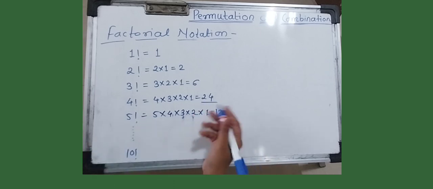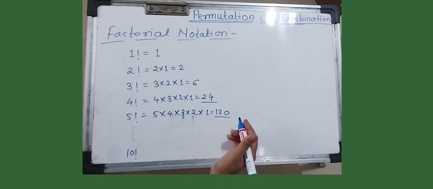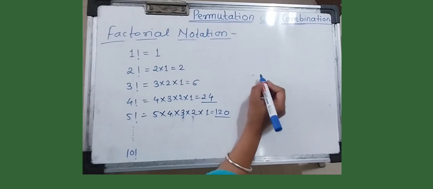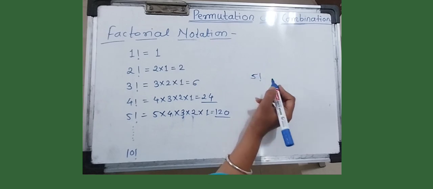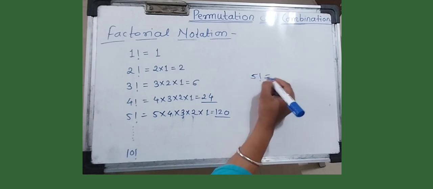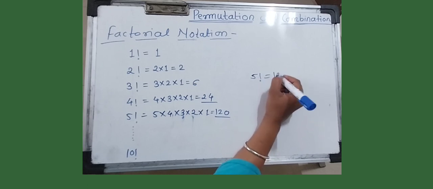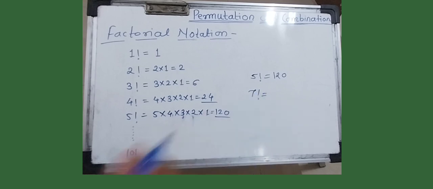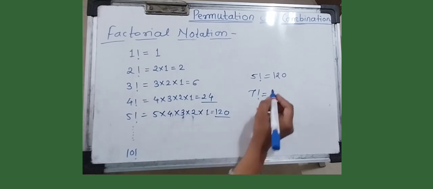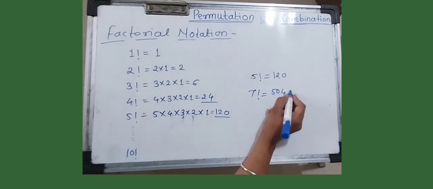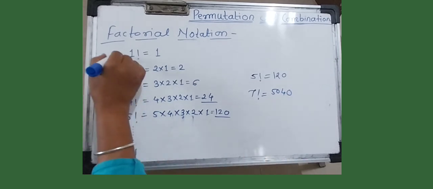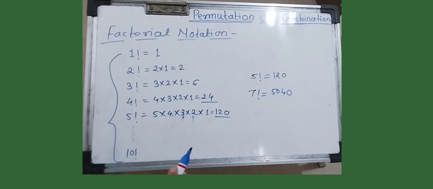Okay. At the time of examination, we don't have time. So directly, if you have to find the 5 factorial, quickly write down 120. If you want to find 7 factorial, quickly write down 5040. Okay. Likewise. So, learn 1 to 10 factorial. Clear?